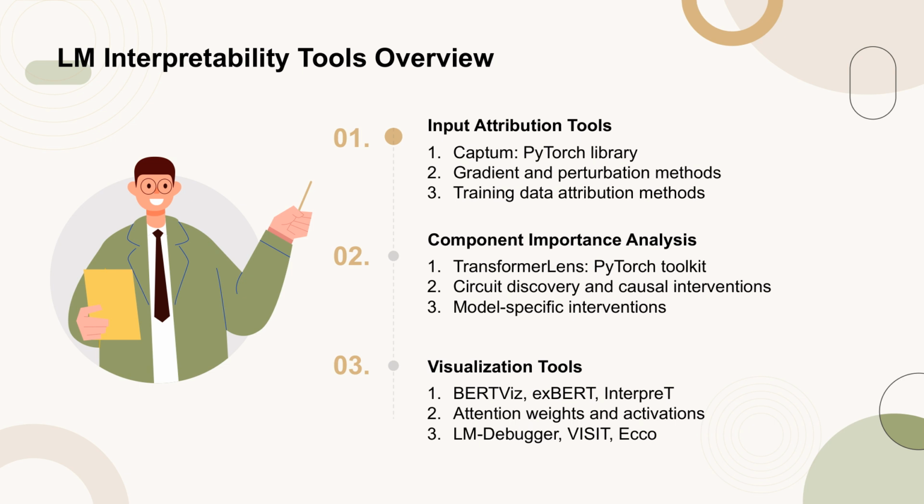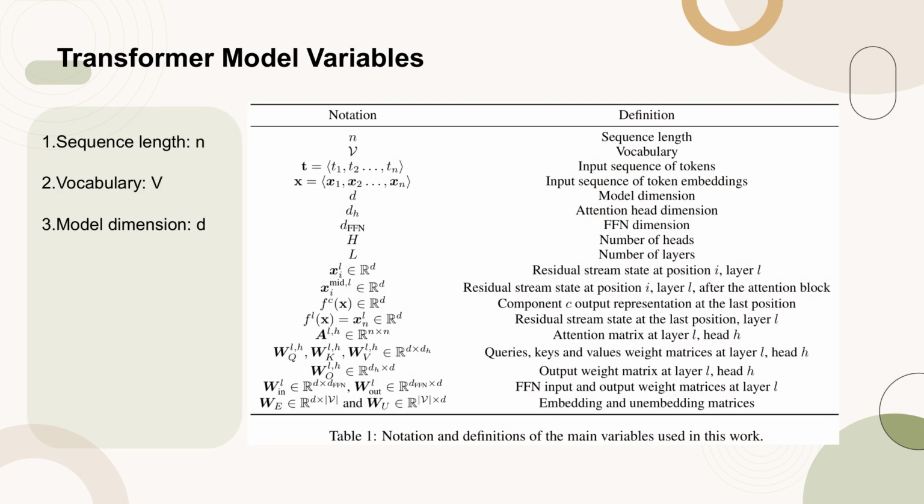Table 1 provides a comprehensive overview of the key variables and their definitions used throughout this work. It starts by defining the sequence length N and the vocabulary V. The table then delves into the model's dimensions, including the model dimension D, attention head dimension DH, and FFN dimension DFFN. Other important variables include the number of heads H, the number of layers L, and various representations within the residual stream and attention mechanisms. This table serves as a foundational reference for understanding the mathematical notation and definitions used in the analysis of transformer models.